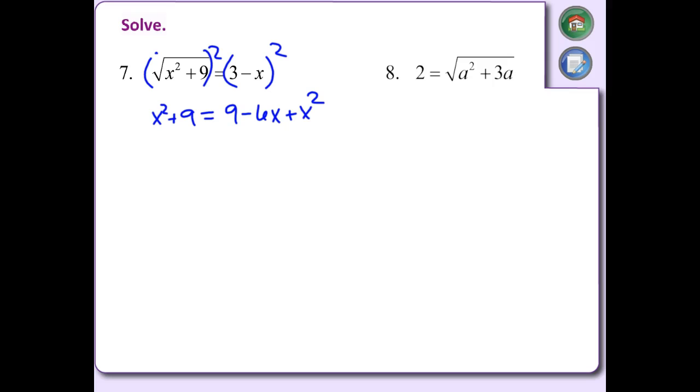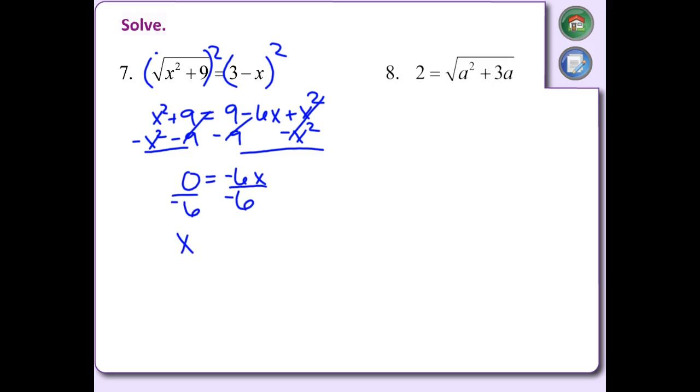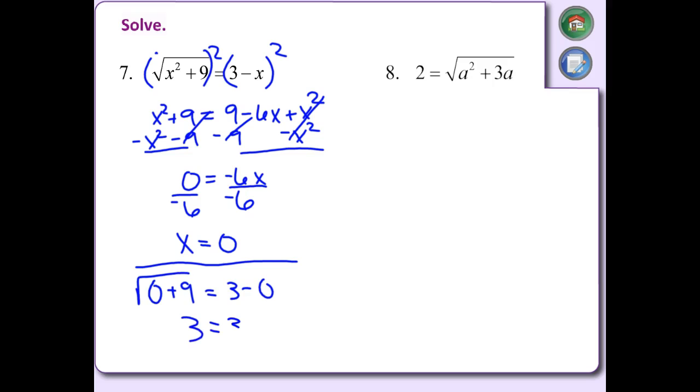Now, what's going to happen? Well, remember, as soon as you see that x squared, you got to make it equal 0. But when I subtract x squared from both sides, guess what happens? They cancel. And if I subtract 9 from both sides, they cancel. So we're left with 0 equals negative 6x. If I divide both sides by -6, x equals 0. And guess what happens if we check that? 0 plus 9 equals 3 minus 0. Well, the square root of 9 is 3. 3 equals 3, so it works. That is my answer.